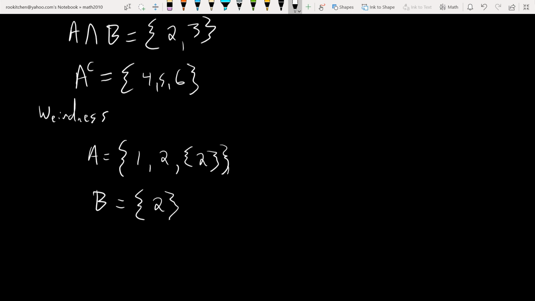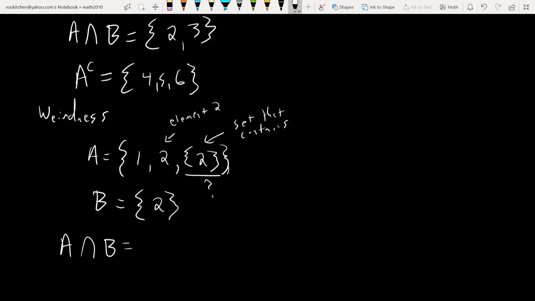So what is A intersect B? Well, the only thing that's common to both of them, and you may say, what about this weird guy here? That turns out to be different from the element 2. This thing is just the number 2, the element 2. This thing is the set that contains the element 2.